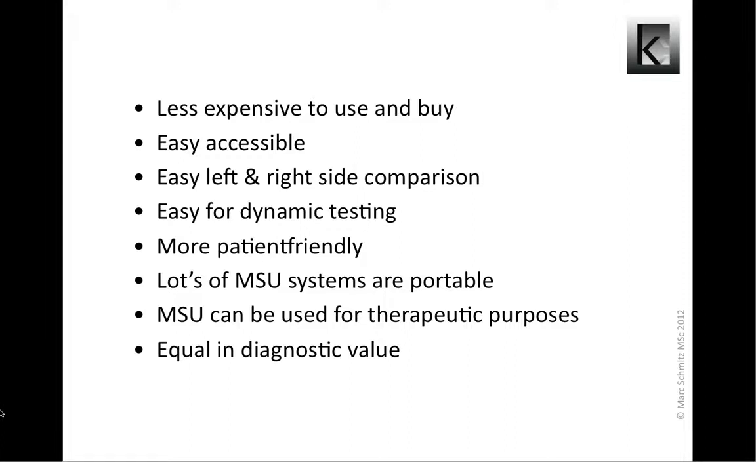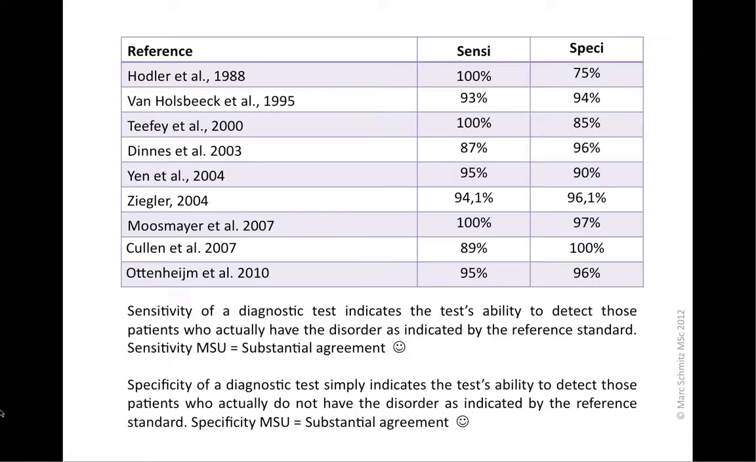One important advantage is that one can test the patient dynamically. Is there a suspicion of a subacromial impingement? Place the transducer on the patient and see what happens with the supraspinatus and acromion when the patient makes an abduction movement. All these advantages from MSU come with a high general diagnostic value, equally to MRI.